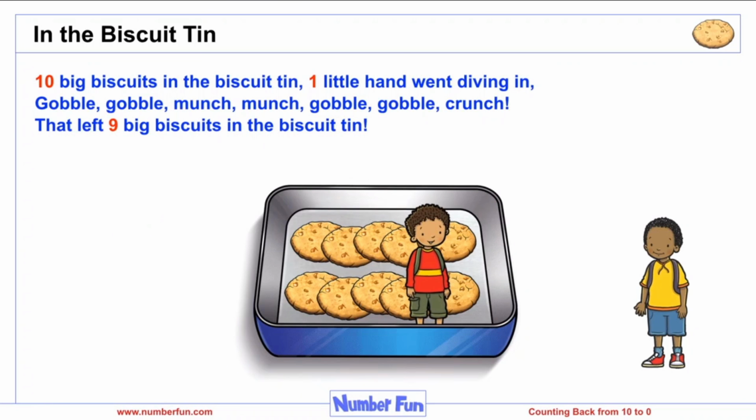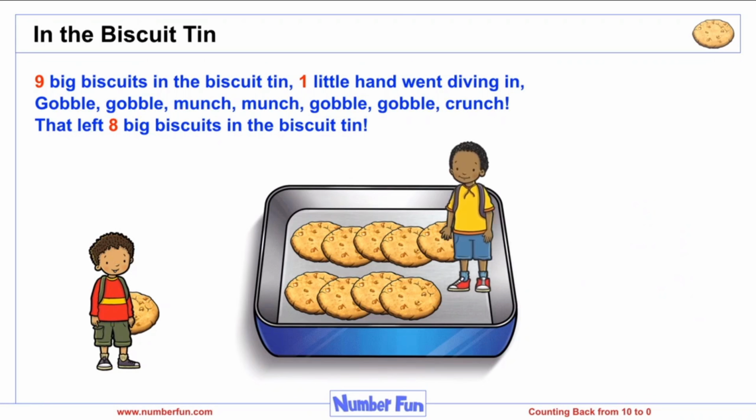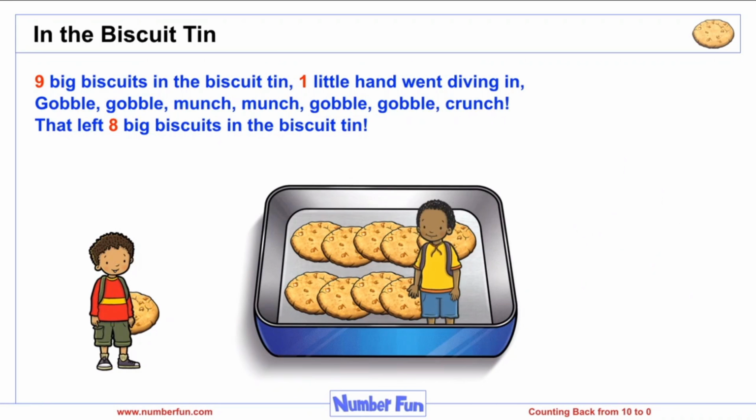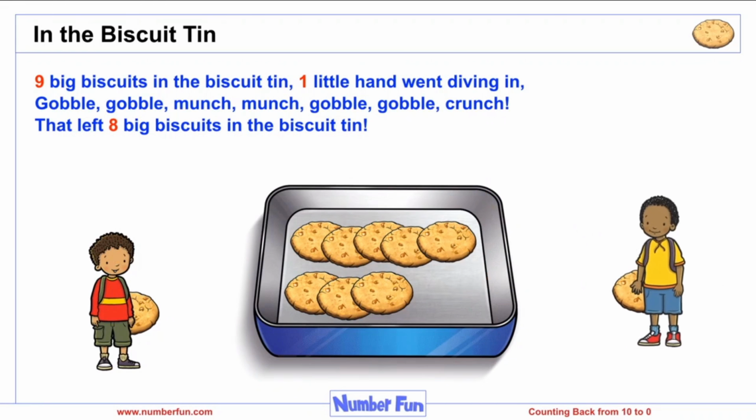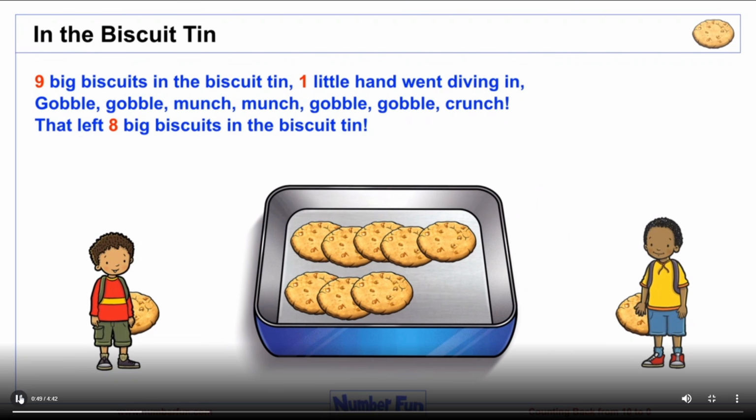One little hand went diving in. Gobble, gobble, munch, munch, gobble, gobble, crunch. That left 9 big biscuits in the biscuit tin. Mummy says we're not allowed in the biscuit tin. But they're yummy. Okay, I don't think I can resist. 9 big biscuits in the biscuit tin. One little hand went diving in. Gobble, gobble, munch, munch, gobble, gobble, crunch. That left 8 big biscuits in the biscuit tin.